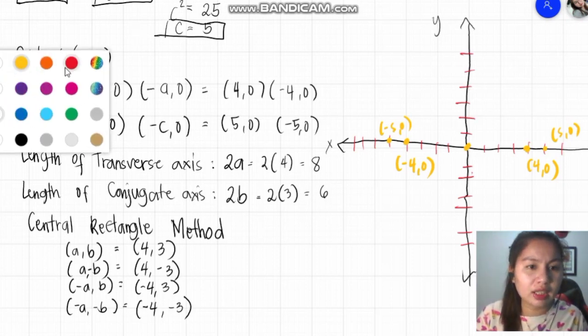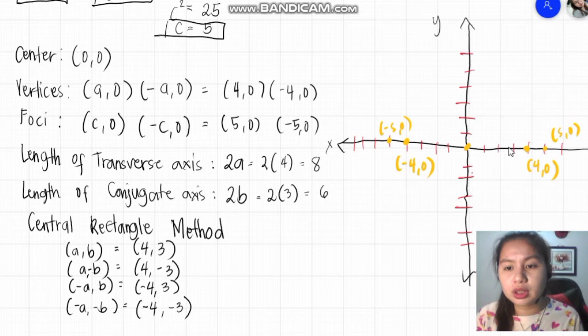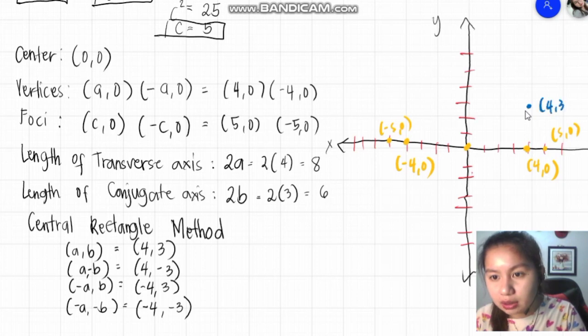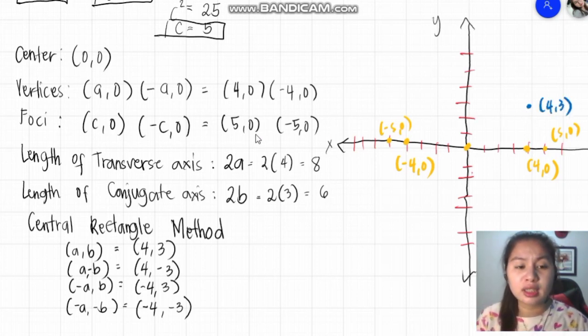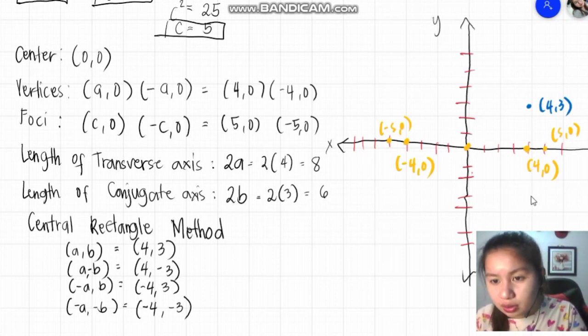So, locate ko lang si central rectangle, ha. So, gamit tayo ng ibang color. Ayan. So, 4, 3. 1, 2, 3, 4, and then 3 na dito. So, this one is the 4, 3. Ayan. So, 4 and 3. And then, next naman natin is 4, negative 3. So, positive 4, 1, 2, 3, 4, and then negative 3. 1, 2, 3. So, nandito. So, si 4, negative 3. Ayan. So, this is 4, negative 3.